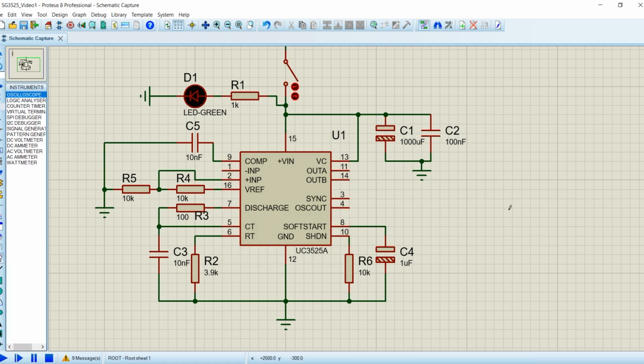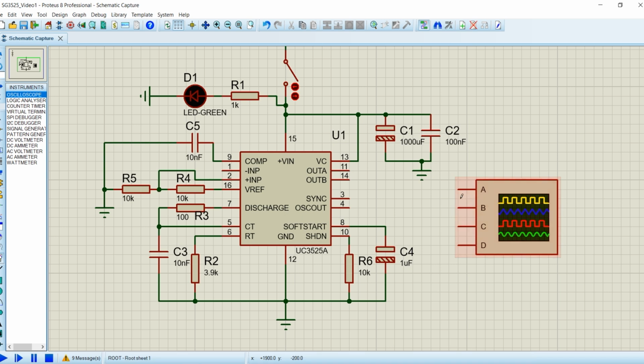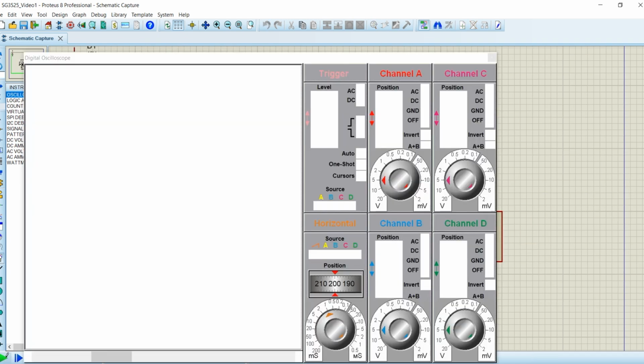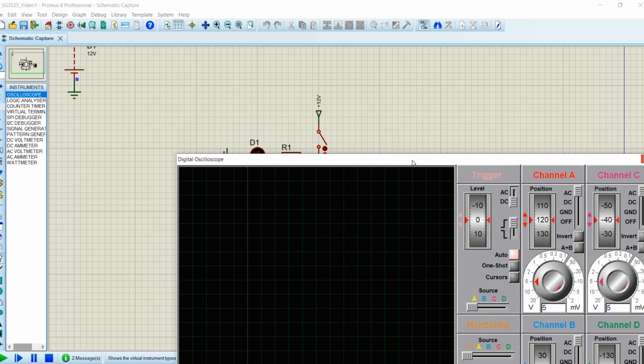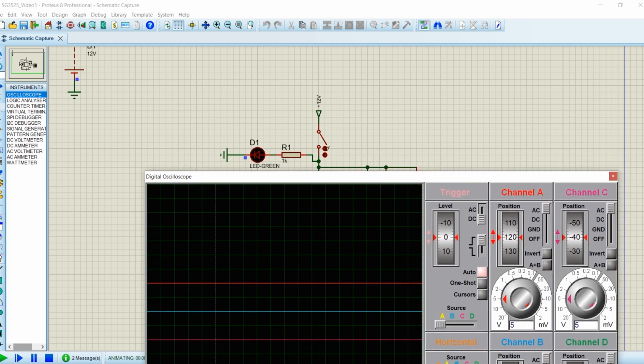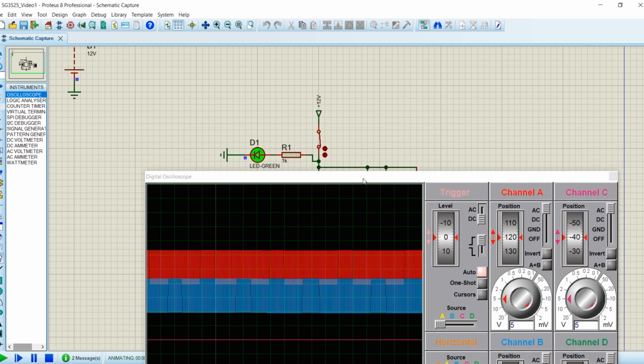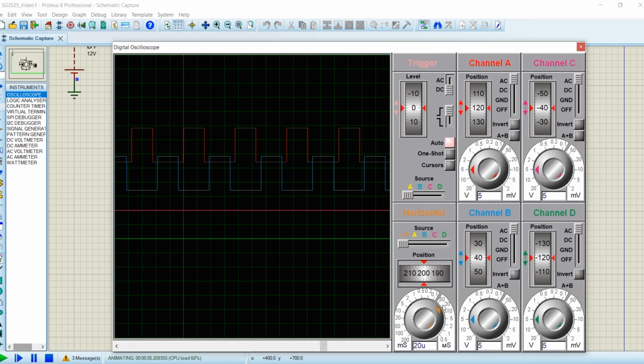To observe the pulse width modulation output from the IC, we'll connect the virtual oscilloscope in Proteus. Probe pin 11 output A and pin 14 output B. We will note that the two signals are complementary. When output A is high, output B will be low. Because of the dead time resistor, you will see a small gap between output A and output B.